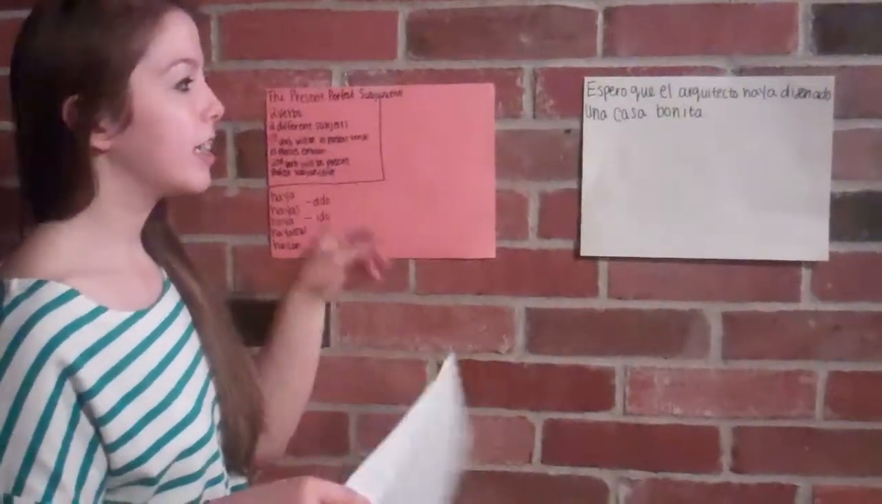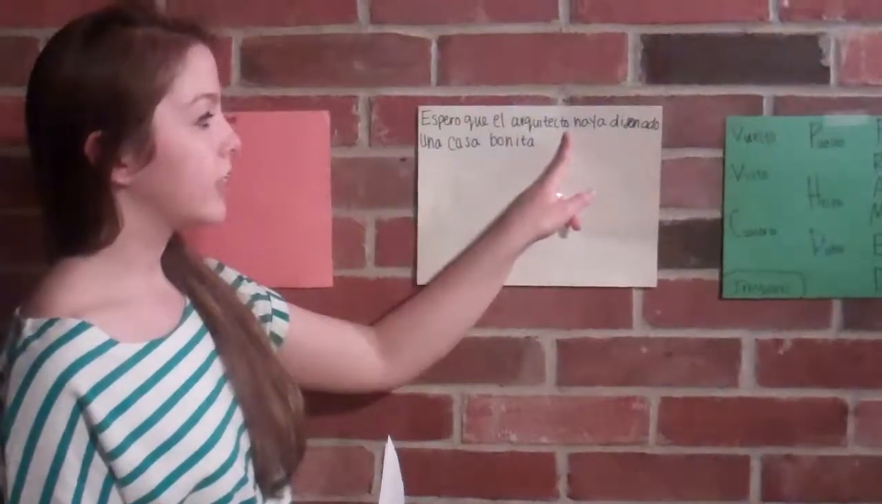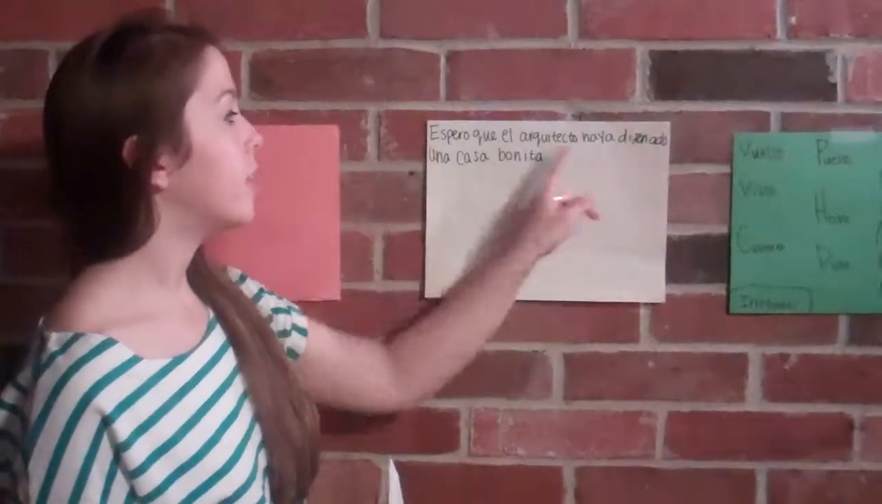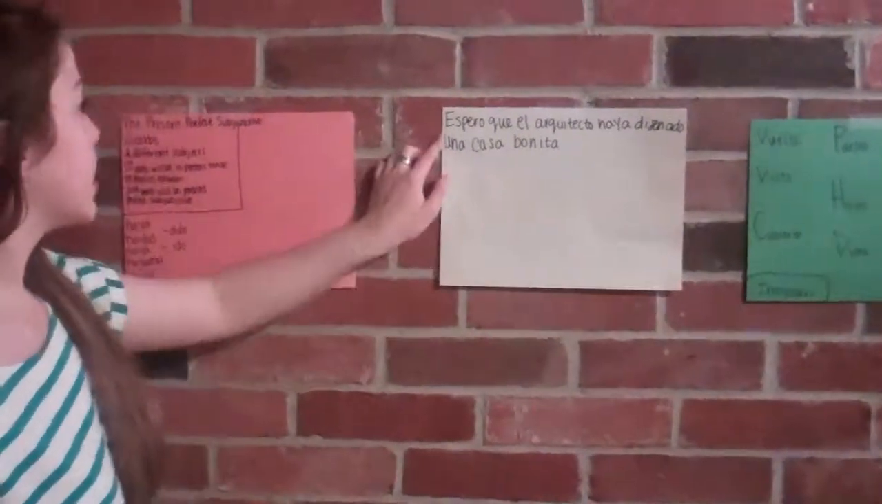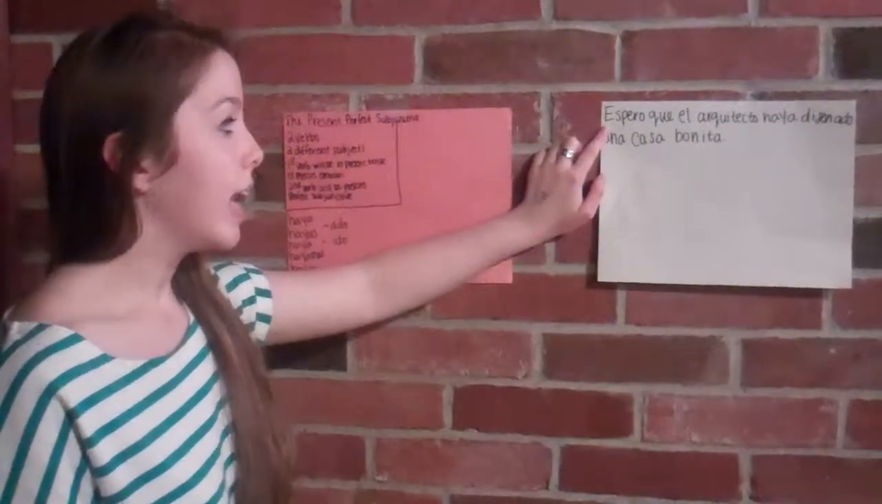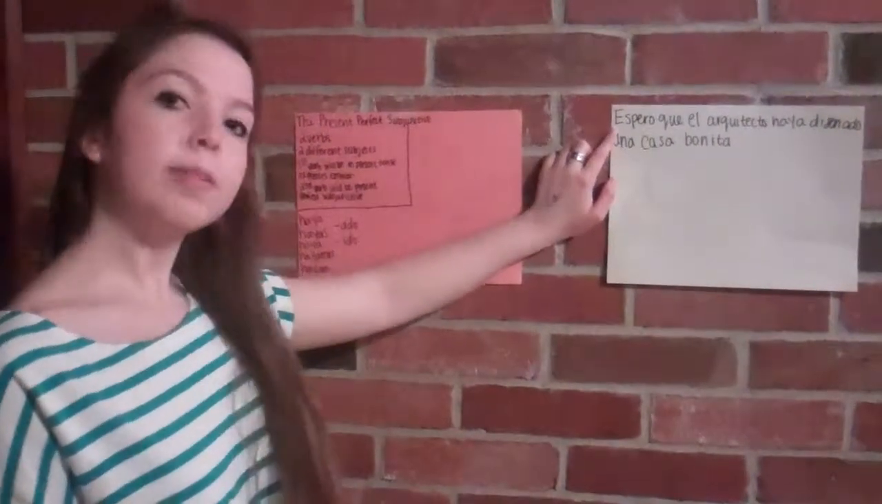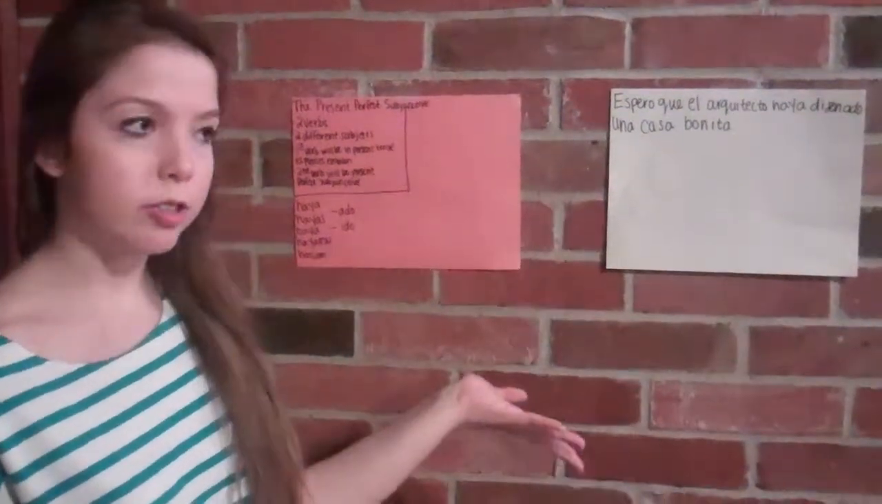And then for an example, you would say: espero que el arquitecto haya diseñado una casa bonita. So this is the first verb, espero, and it's in the yo form, so it would be I hope, so it expresses a hope, which is emotion.